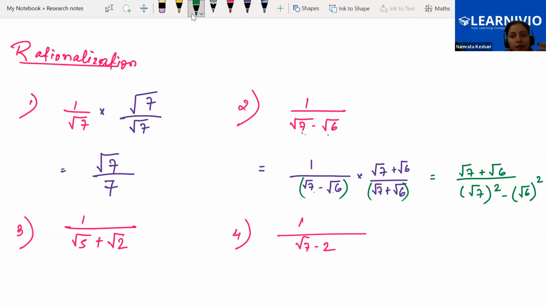Yes, so we will be using the... okay, and the denominator will be only 7 minus 6. If you are getting confused, that means this is not clear: root 7 into root 7 is just 7, and root 6 into root 6 is just 6. In numerator, we will be having root 7 plus root 6. In denominator, we will be having 7 minus 6.